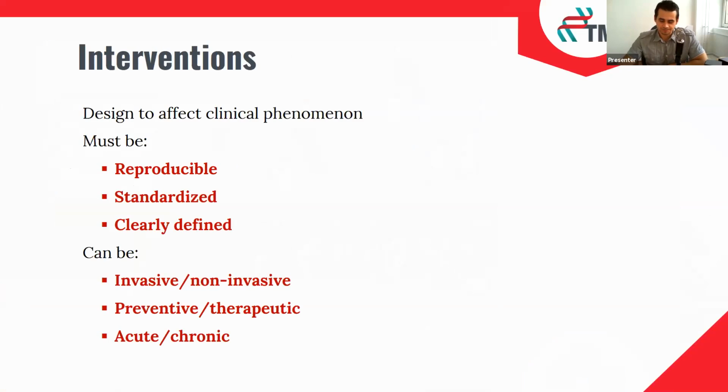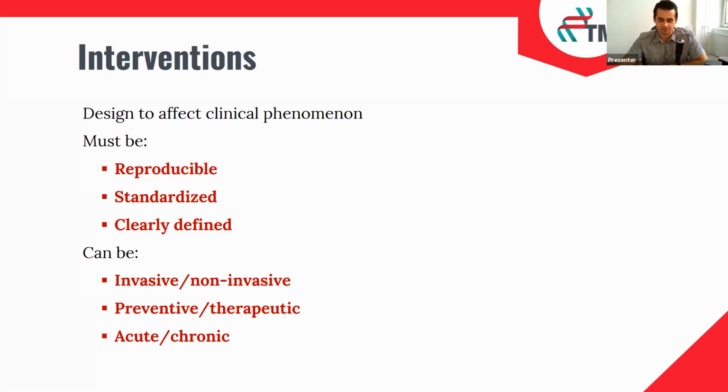When you choose the intervention, you have to design the randomized controlled trial so that the intervention should affect the clinical phenomenon, should affect the outcome. Now, of course, the intervention should be standardized and should be clearly defined. You have to say what you mean by that intervention.